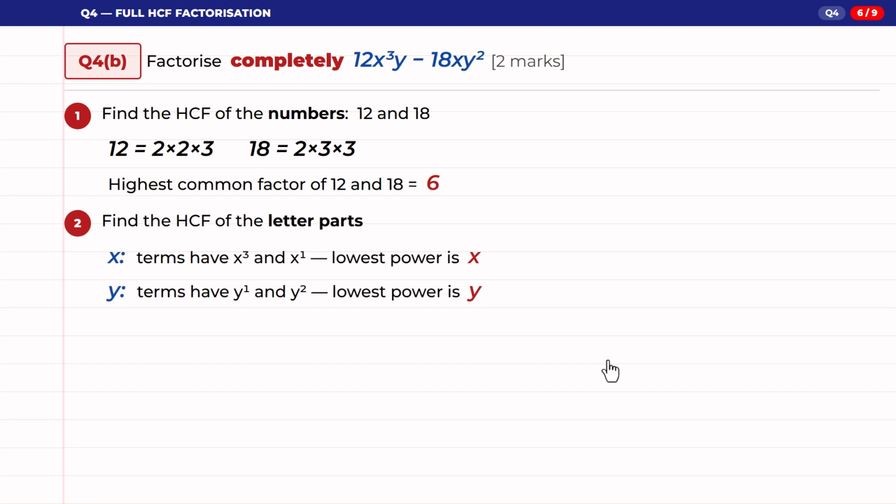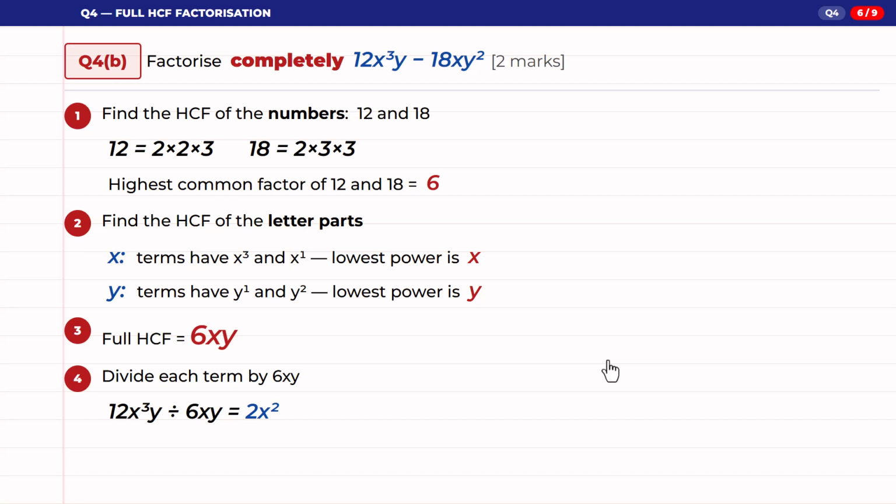Step 2. Find the highest common factor of the letter parts. For x, the first term has x cubed, the second has x to the 1. The lowest power present in both terms is x to the 1, so we take out x. For y, the first term has y to the 1, the second has y squared. The lowest power is y to the 1, so we take out y. Step 3. The full highest common factor is 6 multiplied by x multiplied by y, written as 6xy.